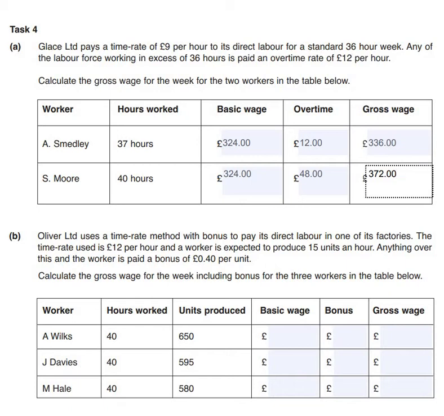So first of all we work out the basic wage. So they work 40 hours at £12. So 40 times 12 gives us £480. So all of our employees get 480.